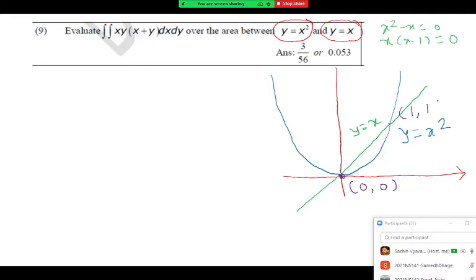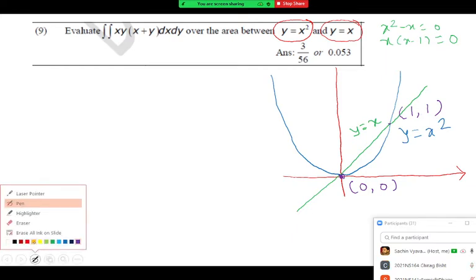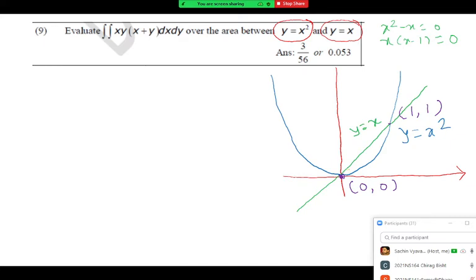(1, 1), correct. Now tell me which strip you are going to take. First of all, the region is bounded between these two curves, so we should highlight that region. So this is the region of integration, which is between the two curves. Now the nature of a strip. Which strip are you going to take, vertical or horizontal? You can take any one, the choice is yours. So let me draw a vertical strip.